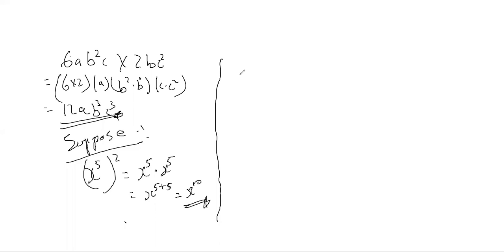Now, how about this? Check. Suppose now I take the same problem, x to the exponent 5 all squared. What if I did this? X, then I just said 5 times 2. Isn't 5 times 2 10? And isn't that what I had then?